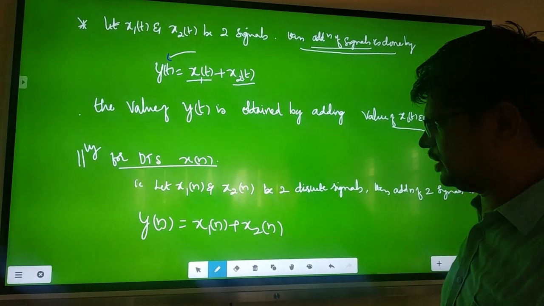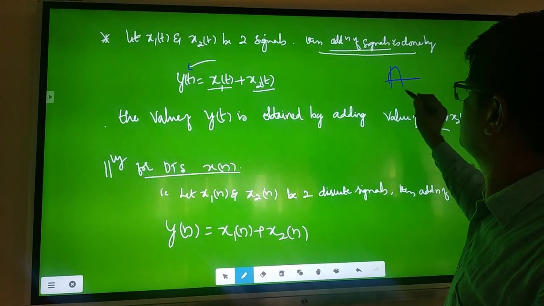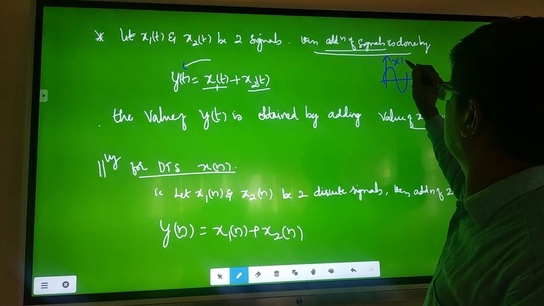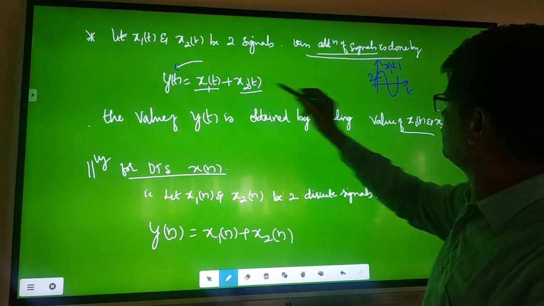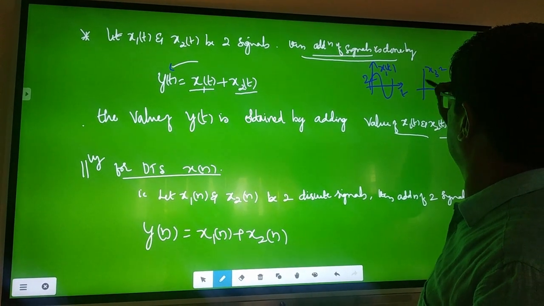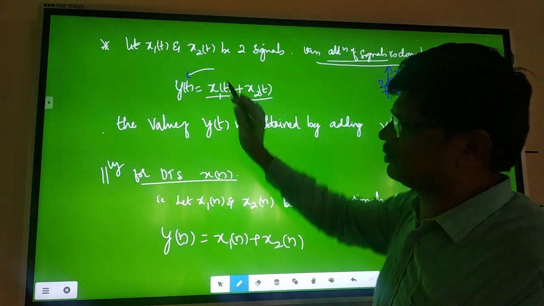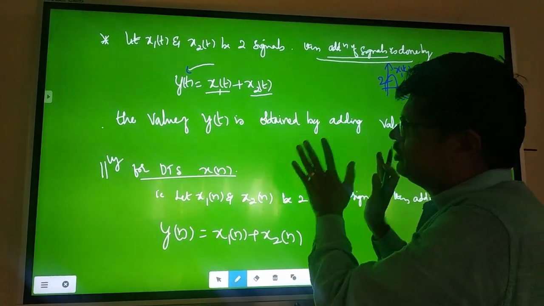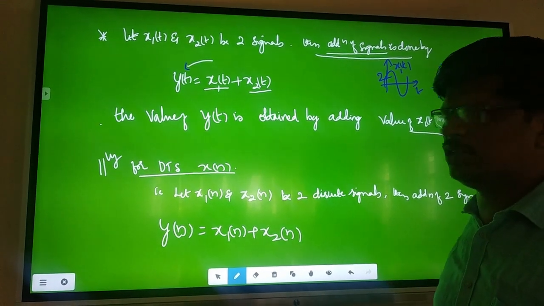For example, if x1(t) is, let us say, 2 volt peak to peak, then x2(t) maybe 3 volt peak to peak. Then when you add these, 2 plus 3, you will get 5 volt peak to peak. That is how the addition operation is used to add two signals.